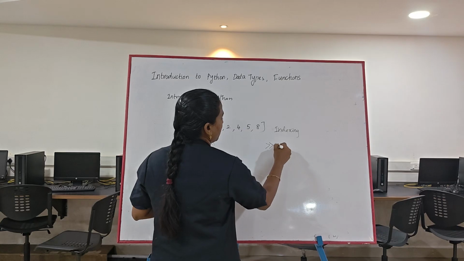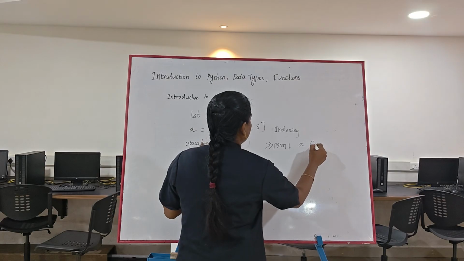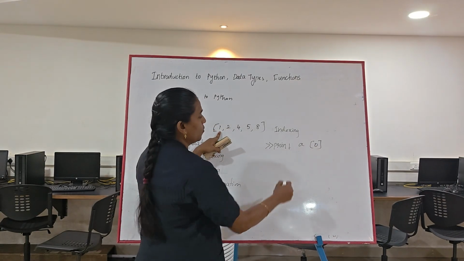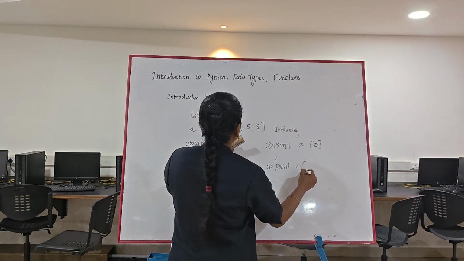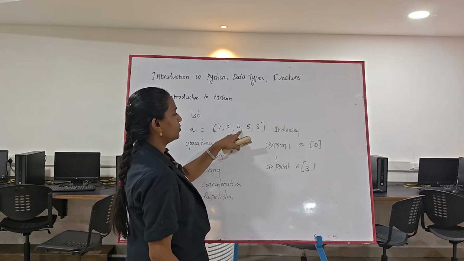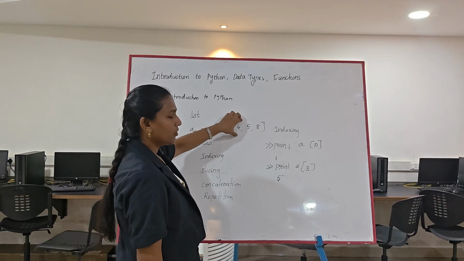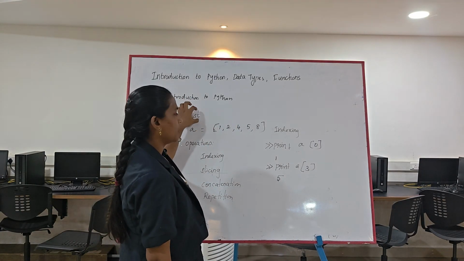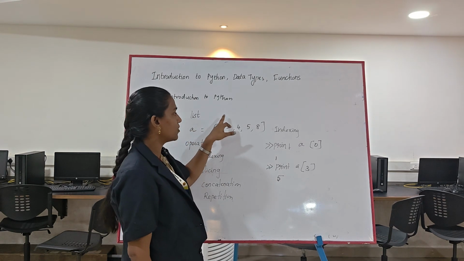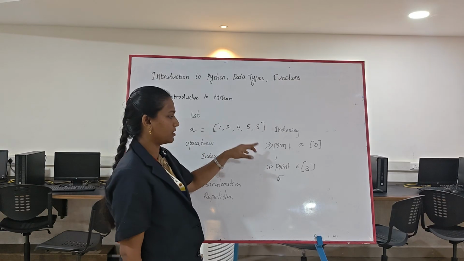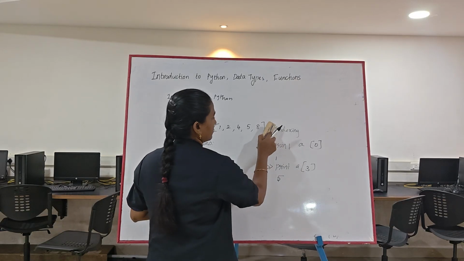So print of, here we have used the list name A, print A of 0. 0 means it displays the value 1. If I give print A of 3, 3 means 0, 1, 2, 3. 5 is the value, so it displays the value 5. It displays the particular value that is in the list. So list is the collection of different types of elements enclosed in square brackets and separated by commas. So this is indexing. Next one, slicing.